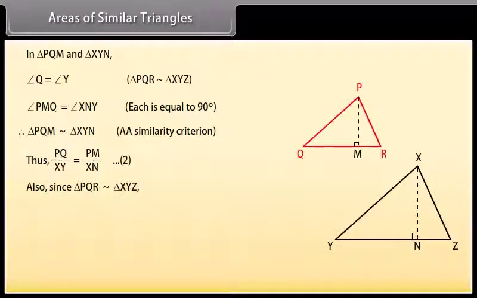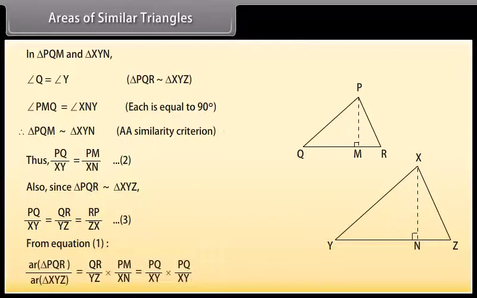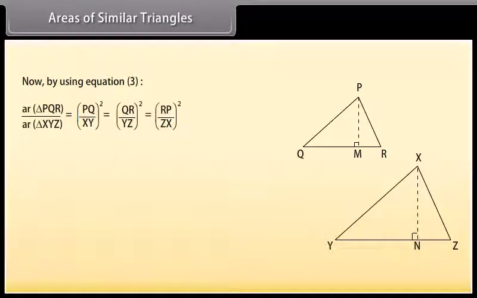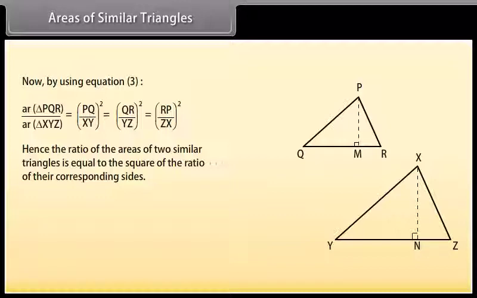Also, since triangle PQR is similar to triangle XYZ, PQ upon XY equals QR upon YZ, which is equal to RP upon ZX, mark it as 3. From equation 1, area of triangle PQR upon area of triangle XYZ equals (PQ upon XY) whole square by using equations 2 and 3. Now, by using equation 3, we get area of triangle PQR upon area of triangle XYZ equals (PQ upon XY) whole square, which is equal to (QR upon YZ) whole square, which is equal to (RP upon ZX) whole square. Hence, the ratio of the areas of two similar triangles is equal to the square of the ratio of their corresponding sides.